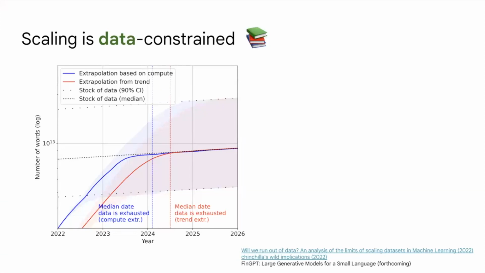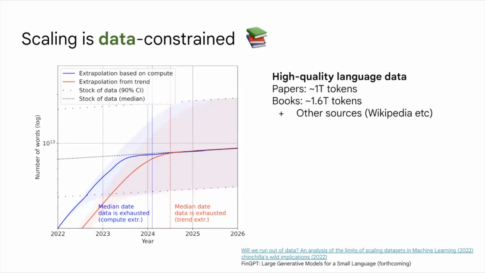So this plot from prior work estimates that we're running out of high quality data in the next 2 years. On the y-axis, we have the data stock in words, and on the x-axis are the years, and they estimate that given this current trend of scaling up those models, we're going to run out of data in 2024, 2025.